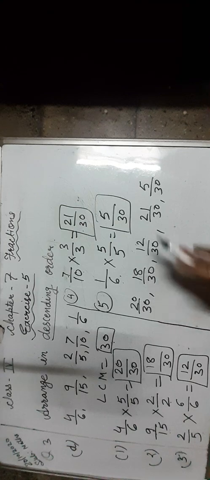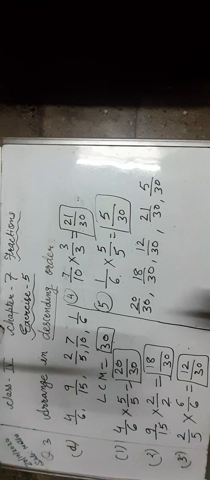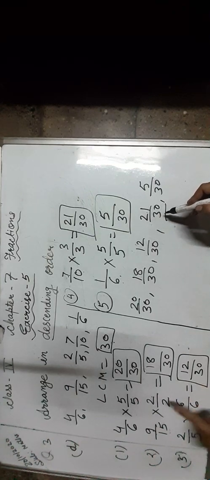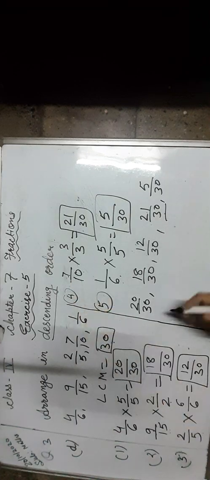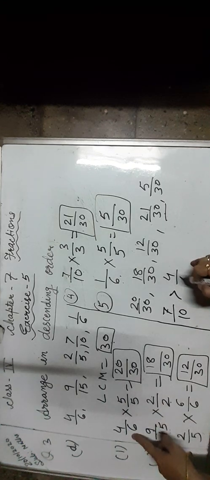So we have to write first the greater fraction. So which has the greater numerator? Yes, in fraction 21 upon 30 has a greater numerator. So we have to write first 21 upon 30 which is equal to 7 upon 10 is greater than 20 upon 30 which is equal to 4 upon 6.